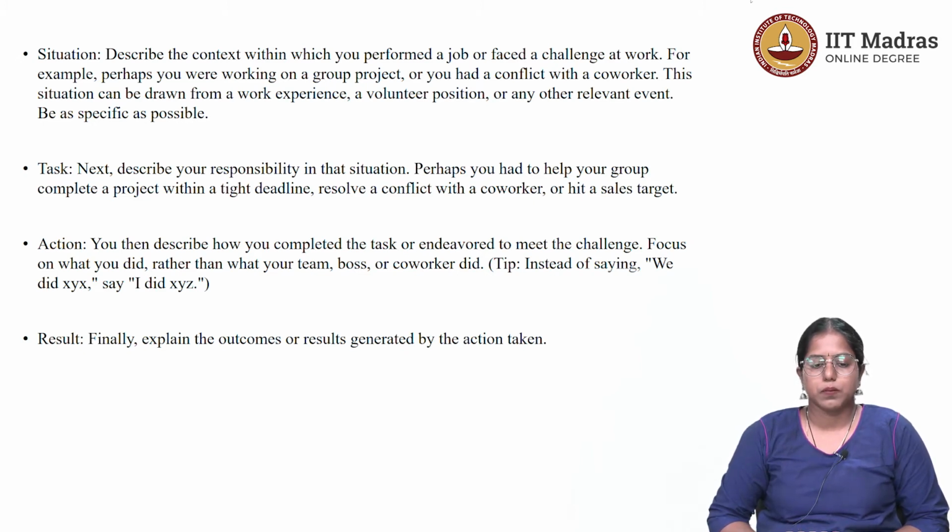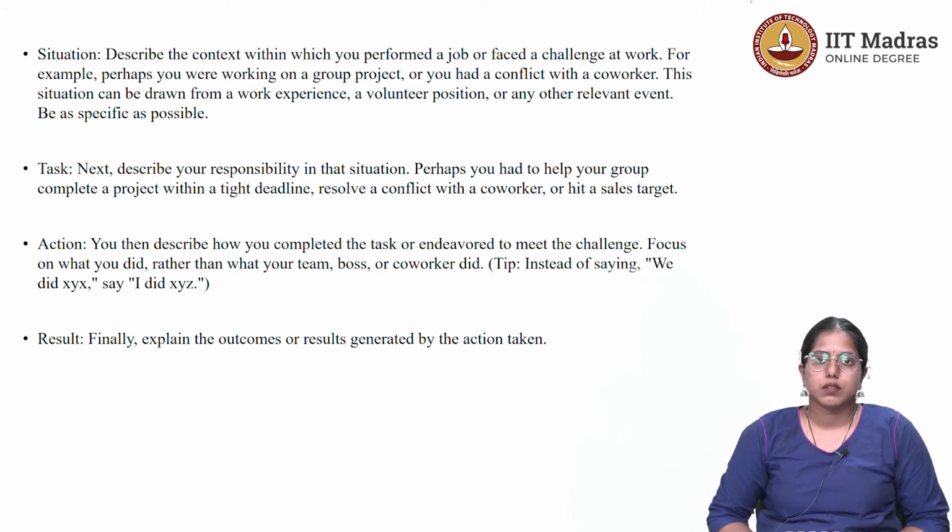For example, perhaps you are working on a group project or you had a conflict with a co-worker. So, this situation can be drawn from a work experience, a volunteer position, or any other relevant event. And what is more important here is that you need to be very specific or as specific as possible.